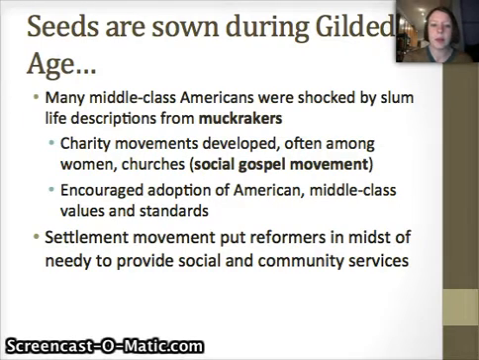There's also a movement called the settlement movement, which puts reformers, again, those middle-class reformers, right in the middle of communities of people who are of the working class and who are experiencing these really terrible conditions. Which is interesting because it takes these middle-class, comfortable Americans and makes them a little bit more uncomfortable in ways that help them really become effective to do their work.